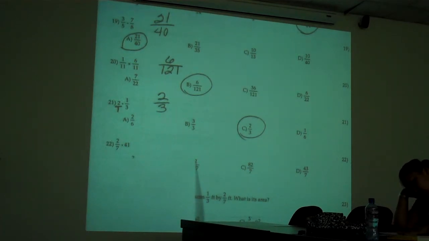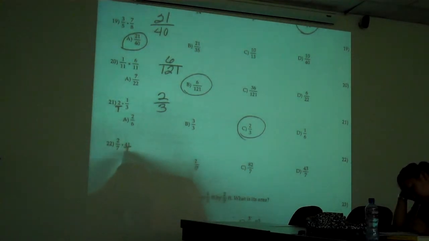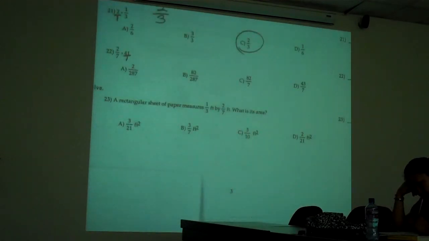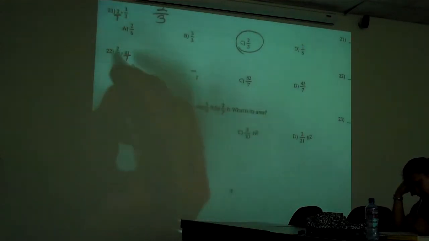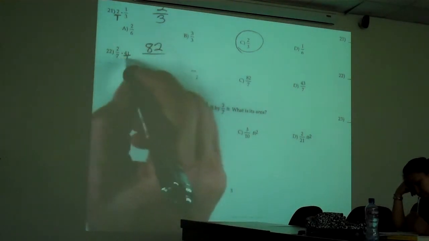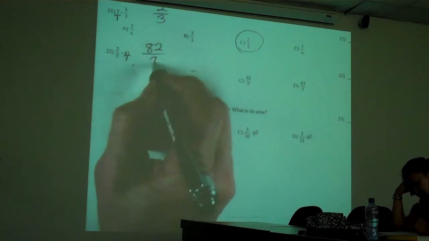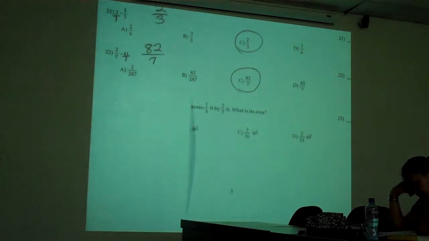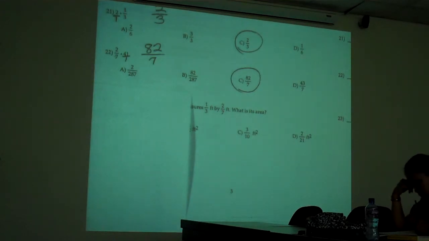22, 2/7 times 41, so put 41 over 1. You can't do any dividing because 7 will go into 42, but it won't go into 41. So 2 times 41 is 82, 7 times 1 is 7. Okay, if it's multiple choice, there it is. It's not making you reduce them yet.